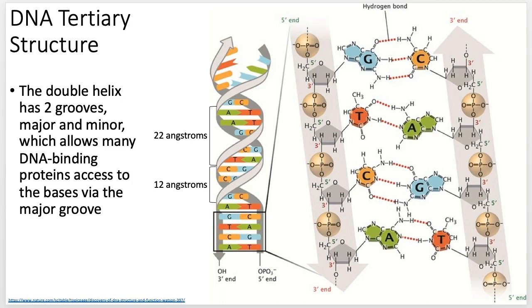Generally, the major groove is where you're going to get DNA binding proteins. That's how they're going to access the nucleotides, because they need to be able to access the nucleotides. A lot of DNA binding proteins need access to the nucleotides so that they can do specific cutting or specific splicing. Some DNA binding proteins don't need that kind of access, but they just need a way to get to the nucleotides. And so that's why you have two grooves, major and minor.